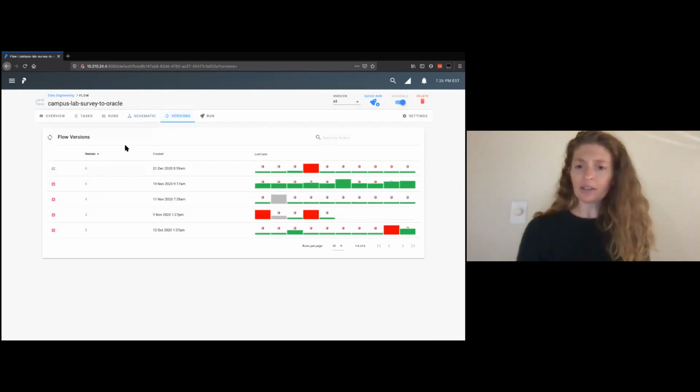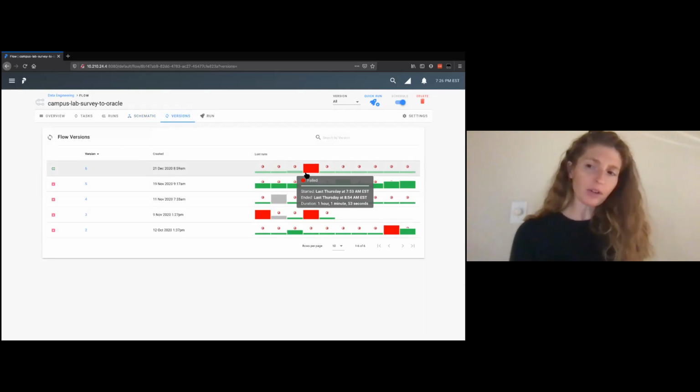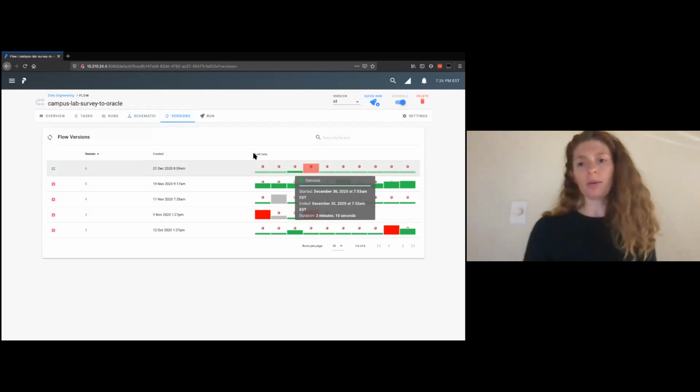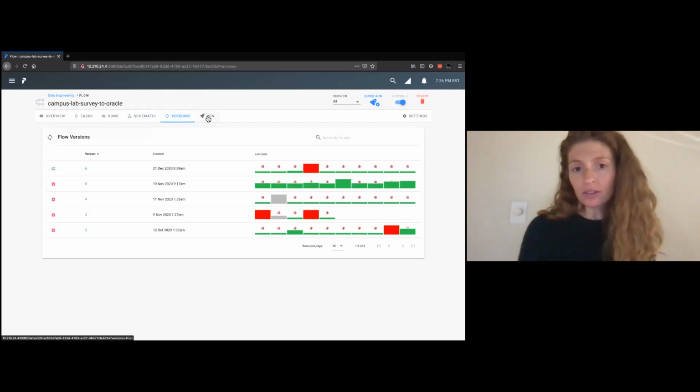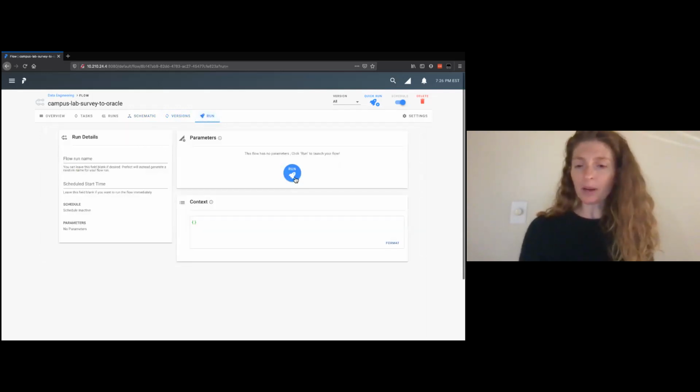I can see the latest versions and again, summary information. So I'm just drilling down farther and farther into information about this job. And I can, if I want, kick off a run by hitting the run button or just the quick run button up here.